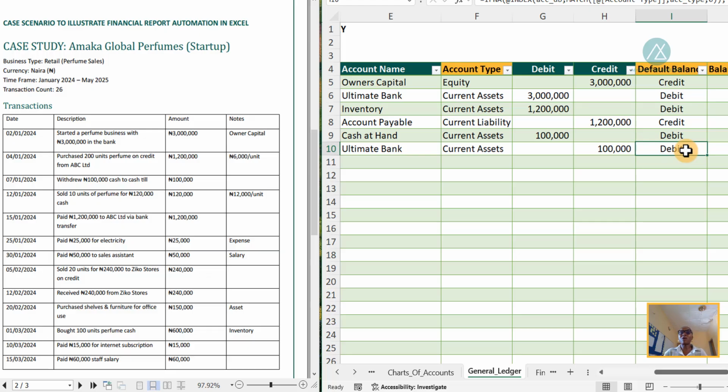So whatever will be leaving the current asset, money is leaving our bank. Bank default balance is a debit. But because money is leaving, we made the entry on the credit side so that it will reduce the balance in the bank. Then the cash will now increase and will be a debit, because whatever is increasing the assets is a debit. Whatever will reduce your assets is a credit. Just have that in mind. Good. So we are done with that.